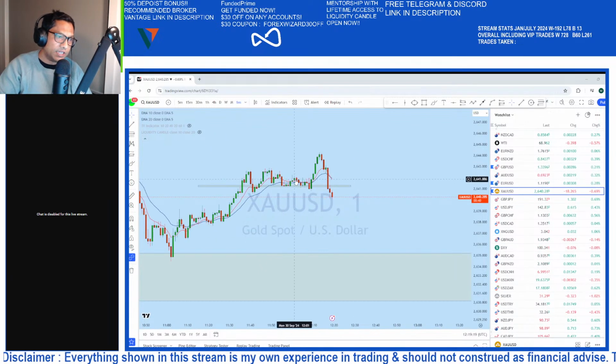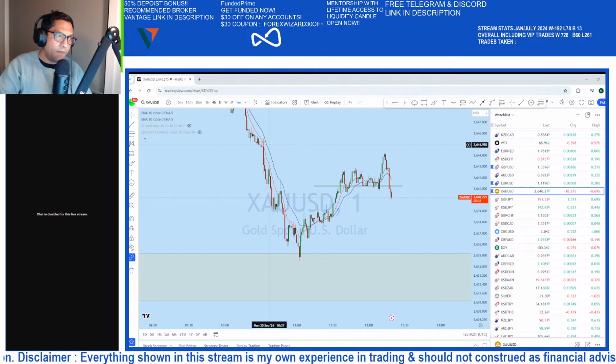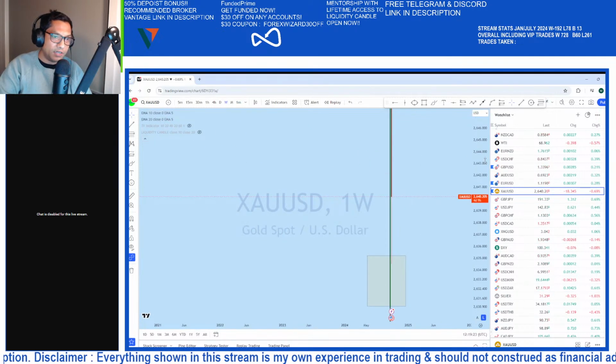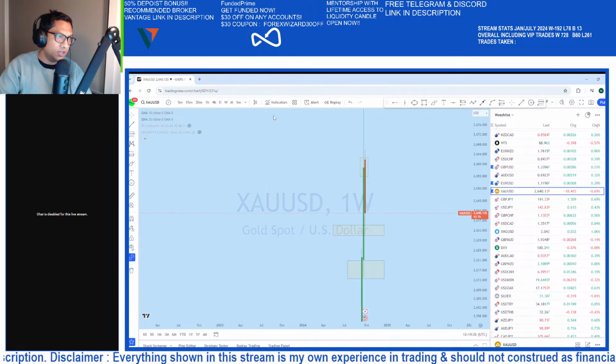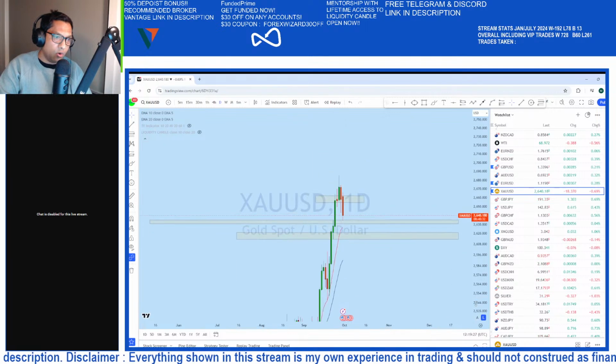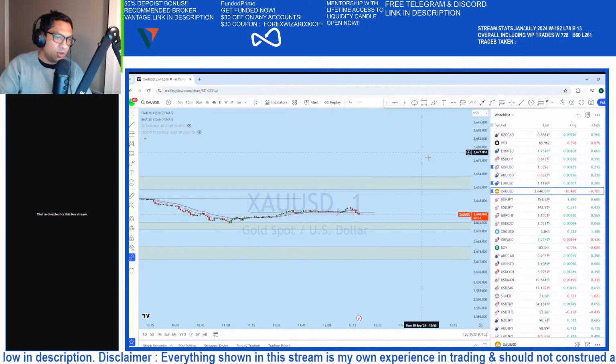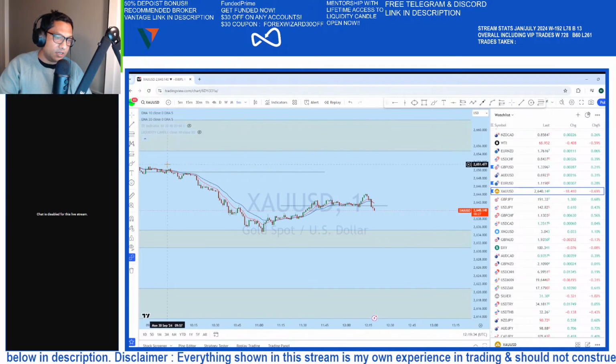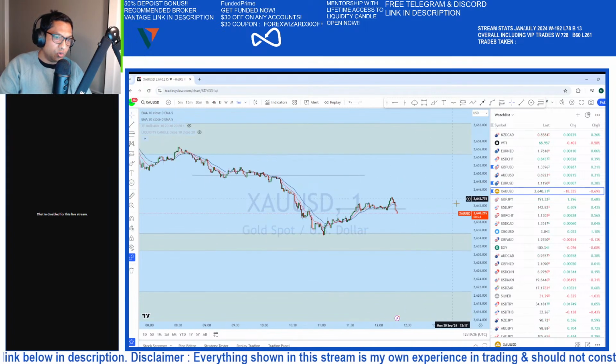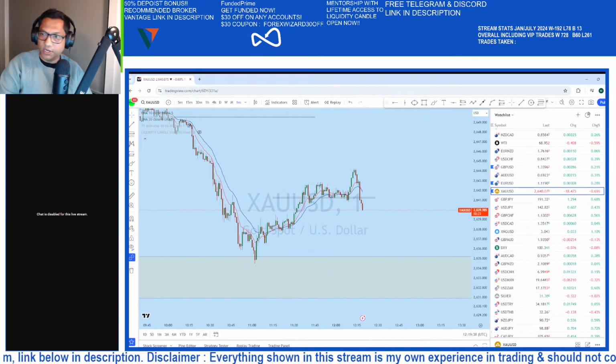Any questions, feel free to ask. We can see that it failed to break above. As I mentioned before, from the daily, the market structure is trying to break below. So today's bias could be towards the downside. Let's see where it is heading.